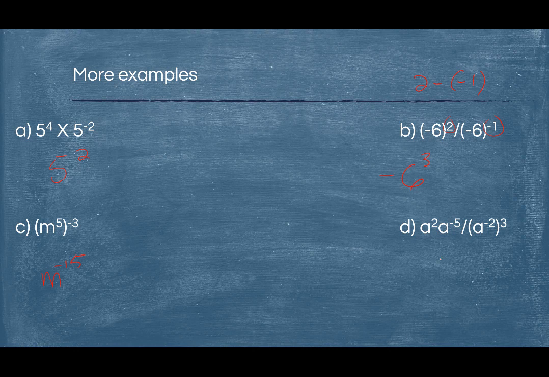And then this next one, the last one, is going to take a few steps. The top, a to the power of 2 times a to the power of negative 5, is going to become a to the power of negative 3. But then it's divided by the bottom, a to the power of negative 2 to the power of 3, which becomes a to the power of negative 6.